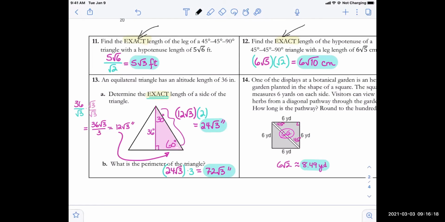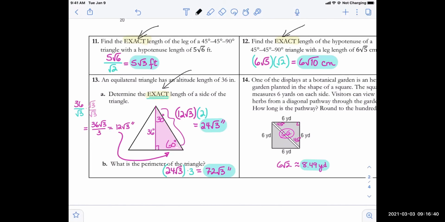So that said exact, this also said exact down here. Did any of you do trig on 11, 12, or 13? Be honest and tell me. Did anybody do trig on 11, 12, or 13? Really? Nobody did? Not a single one of you? Okay, that's good.